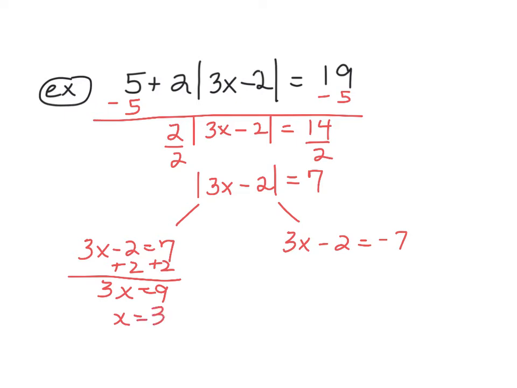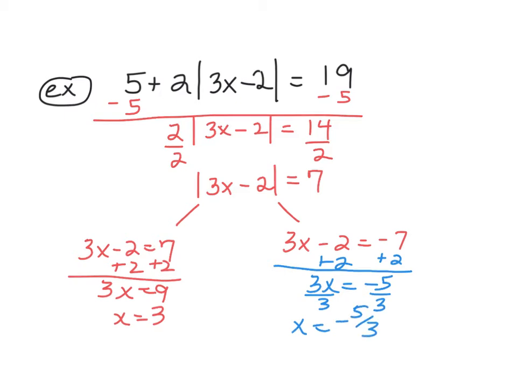For the other equation, I'll add 2 to both sides. 3x equals negative 5. Divide by the 3. So I don't have a nice neat number here. I do get a fraction, but that's okay. X equals negative 5/3. And again, I should check these.